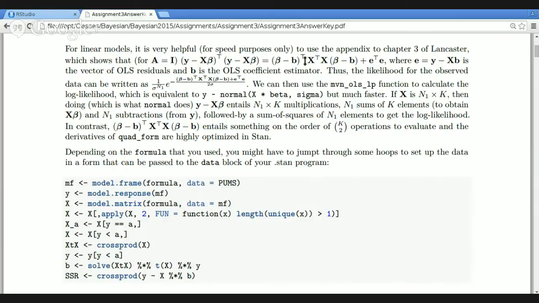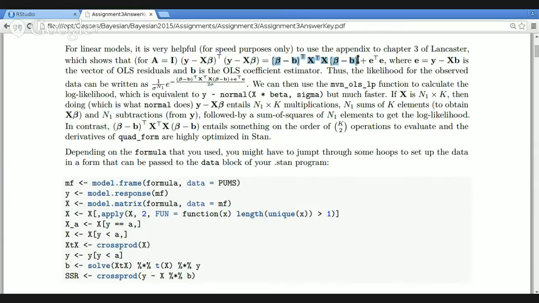And so that is going to be heavily influenced by n if we were to do this the more conventional way, where we could just write a line like y tilde normal x times beta comma sigma. But if we use this form that's implied by the theorem in Lancaster, then we just have this fixed constant, the sum of squared residuals for OLS. And then what changes in each iteration is just this part here. But X transpose X is only going to be a K by K matrix.